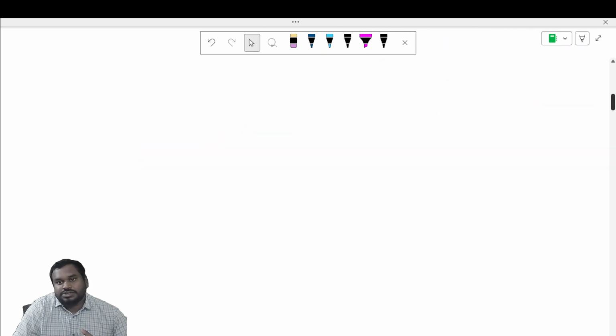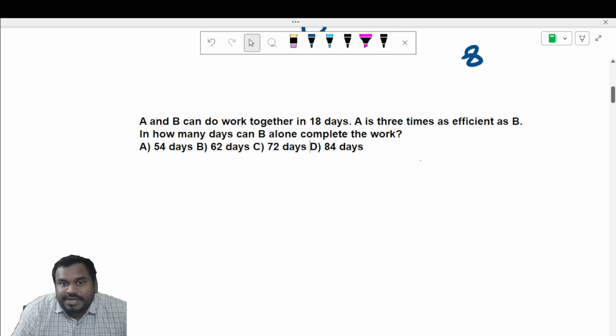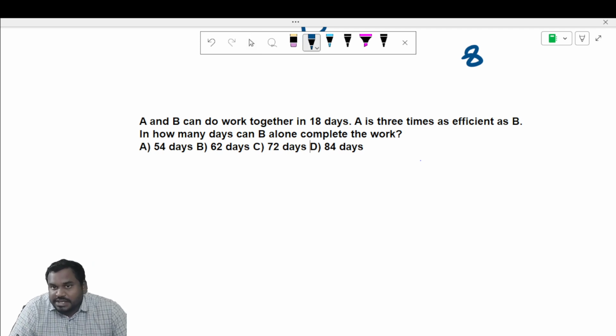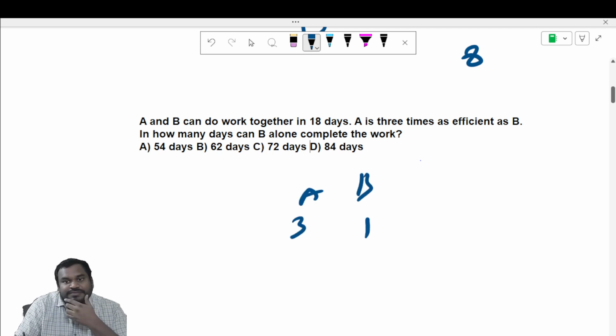Coming to the next question. A and B can do a work together in 18 days. A is 3 times as efficient as B. So if B is 1, then 3 is A's efficiency, and they can do the work together in 18 days.